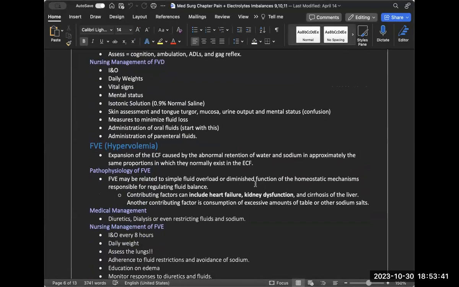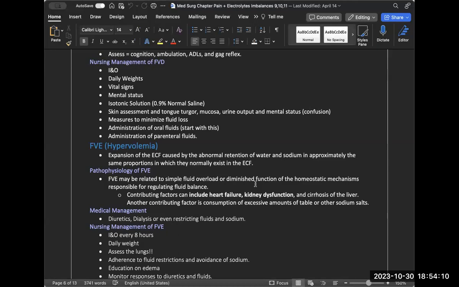What else? For my fluid volume excess patients and my fluid volume deficit patients, I need to watch their I&Os. I need to watch what's coming in and coming out, right? Because for those fluid volume deficit patients, I want to give them fluid because they don't have enough fluid. That's what's causing this problem. In fluid volume excess, they have too much fluid. So we want to reduce that. So we really want to watch the I&Os for both of them, right?